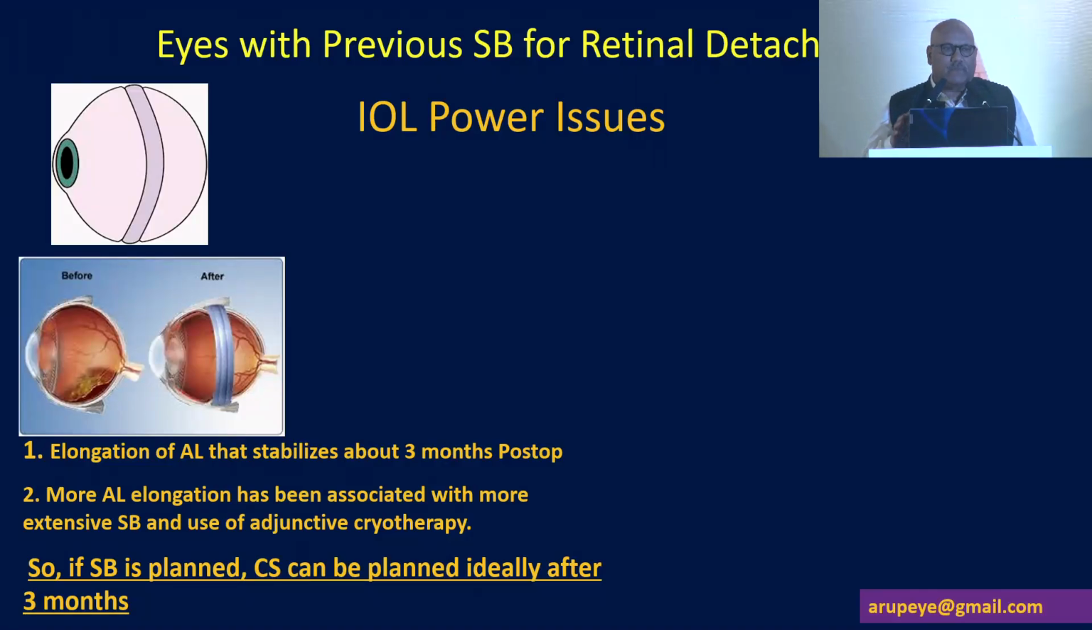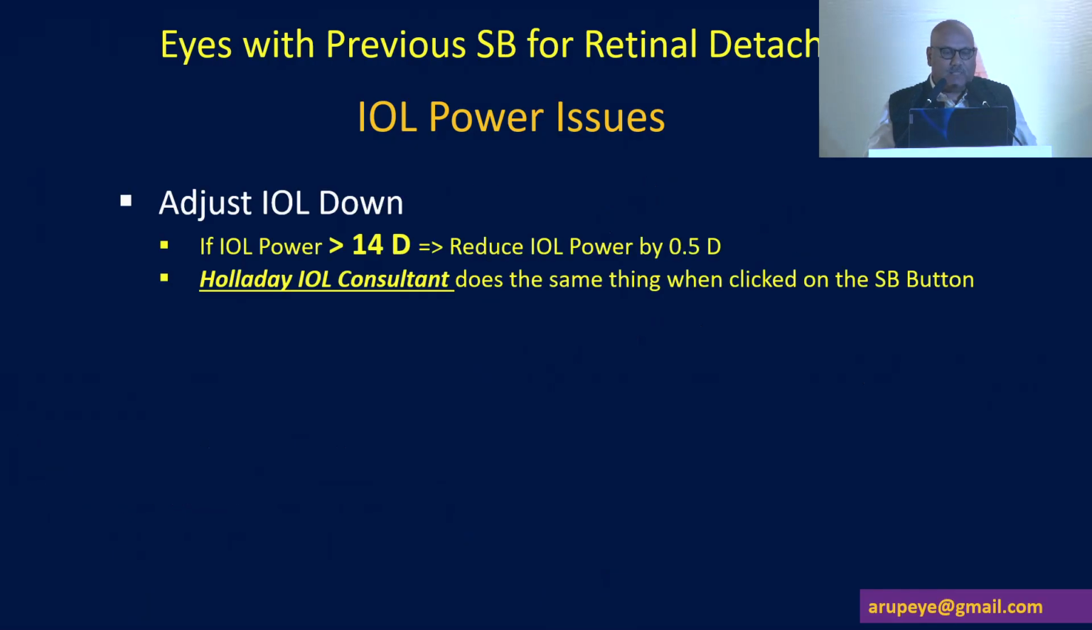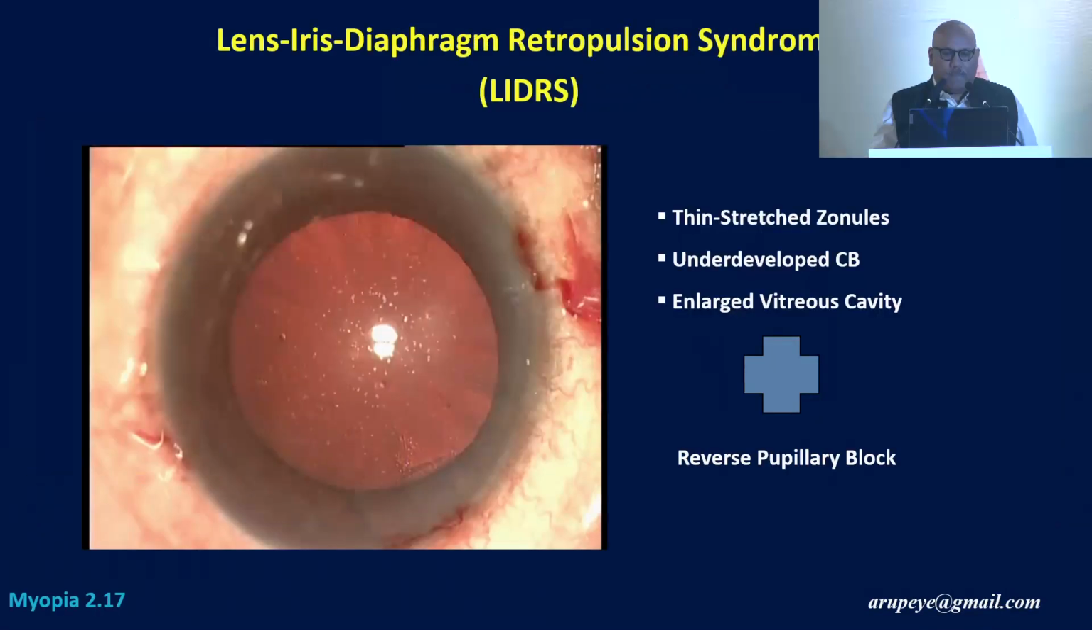And now the question of what exactly the IOL power is to be used. See, after a scleral buckling, the axial length usually increases by 1 millimeter. Anterior chamber depth never changes. But since we are measuring the effective lens position based upon the axial length and the K reading, you get a lens which is sitting deeper in the eye, which predicts a higher power. So this has to be taken into account. So if you are dealing with a myopic patient with more than 14 diopter, you need to reduce the IOL power by a factor of 0.5 diopter. So this is about high myopia.